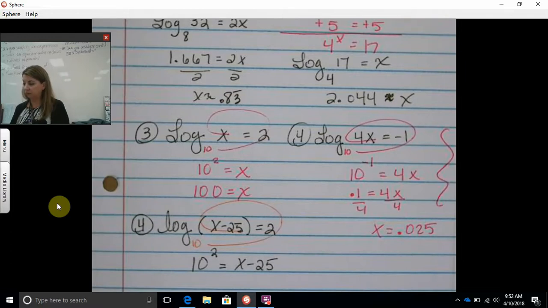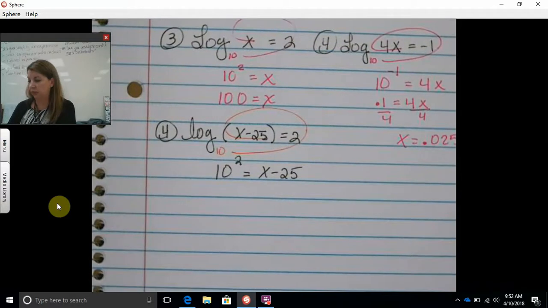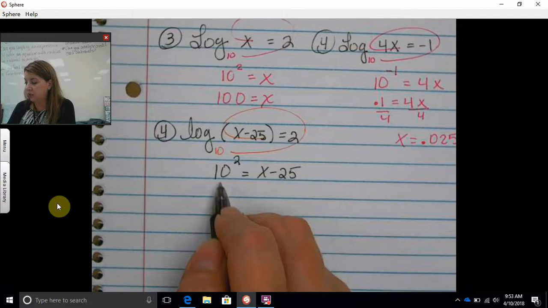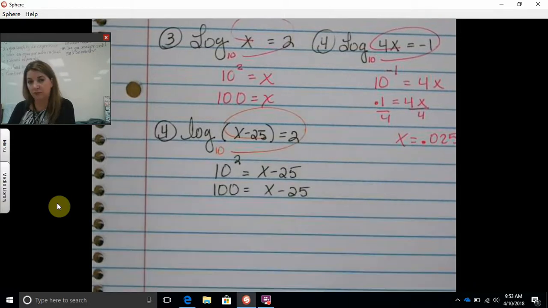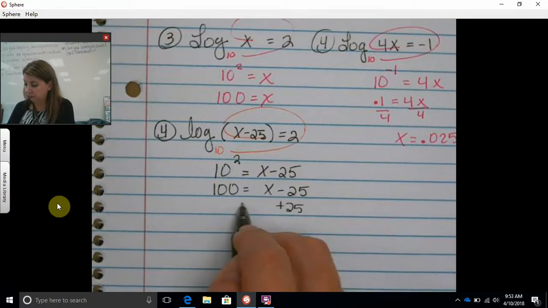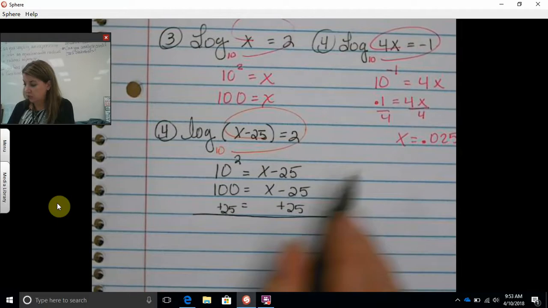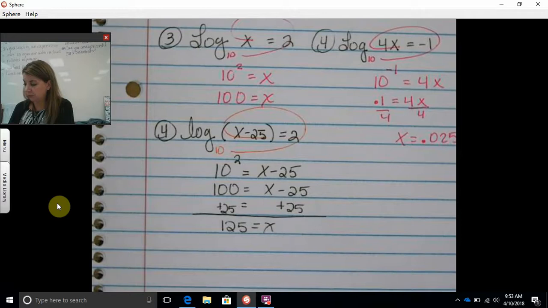Now what? Do I want to add 25 yet, or take the exponent? I could add 25, but I would probably do the exponent first. 10 squared is 100 equals x minus 25. And then add 25.